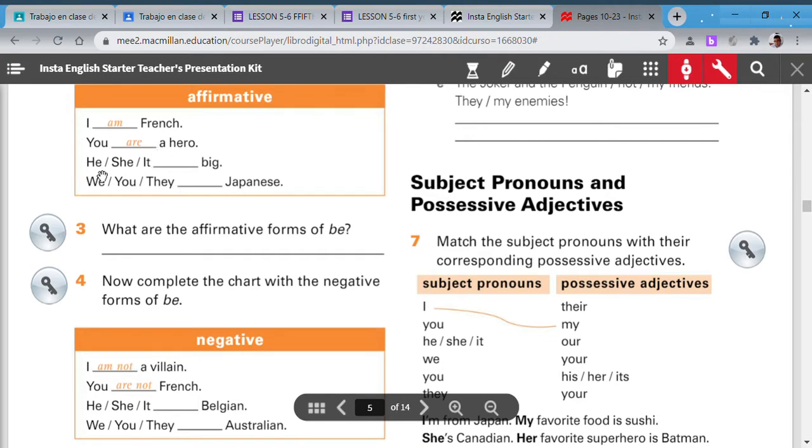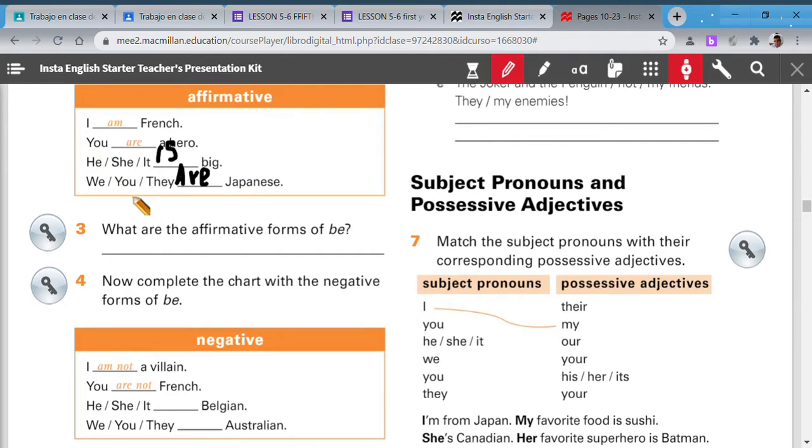Now we continue with he, she, it. For example, he is, she is, it is big. Let's see here. I have my marker. I say is. Remember. And finally, we, you, and they are. For example, we are Japanese, you are Japanese, they are Japanese.